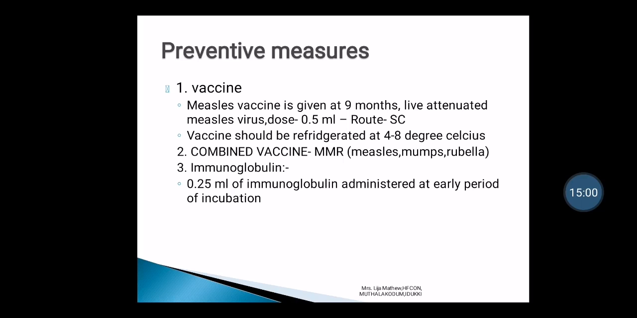And immunoglobulin injections are also available for measles, which is a dosage of 0.25 ml of immunoglobulin administered during the period of incubation. So for special protection we can use these immunoglobulins also.